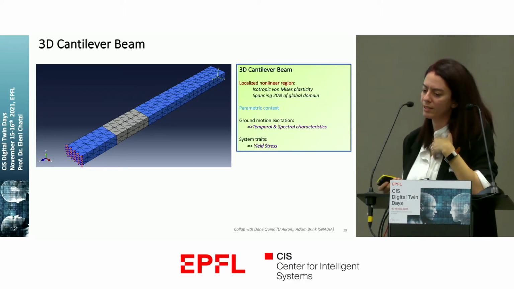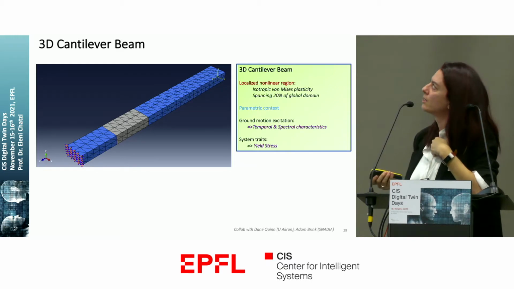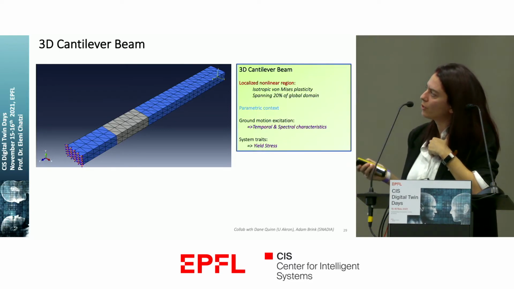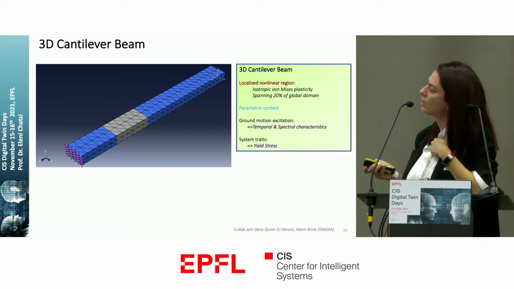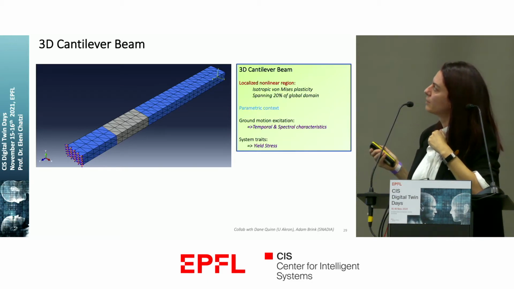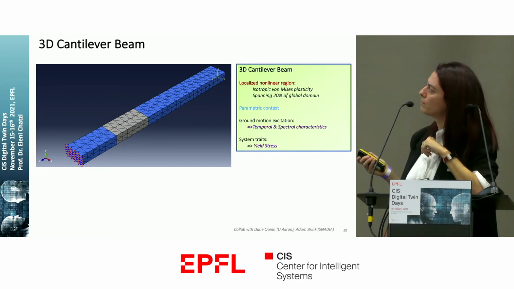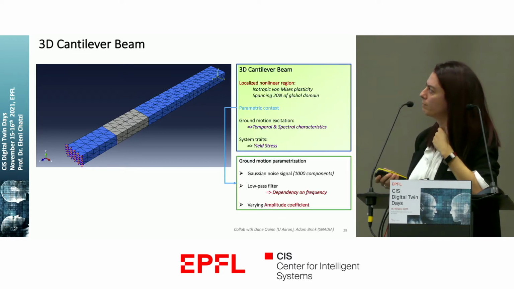Here is an example of how you would use these concepts on a rather simplified representation, but again relevant for us, because you could see it as a support structure of a wind energy infrastructure, for example. So this is a 3D cantilever beam. It has a localized region of nonlinearity. We here assume parametric dependence on characteristics of the ground motion, which we assume has some temporal and spectral characteristics that define it. And additionally, we assume dependence on a property of the system, which is the yield stress, a nonlinear property. So we parameterize the ground motion.